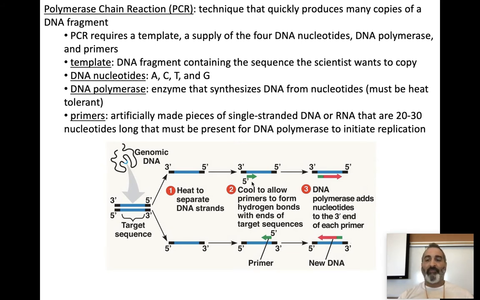A lot of times you don't find a whole lot at a crime scene. You might want to run many tests on it, so you need to make many, many copies of it. In order to do it, you need 4 things. You need DNA nucleotides. And by the way, the machine, it's not that big. It's a small little machine. It's like this big.